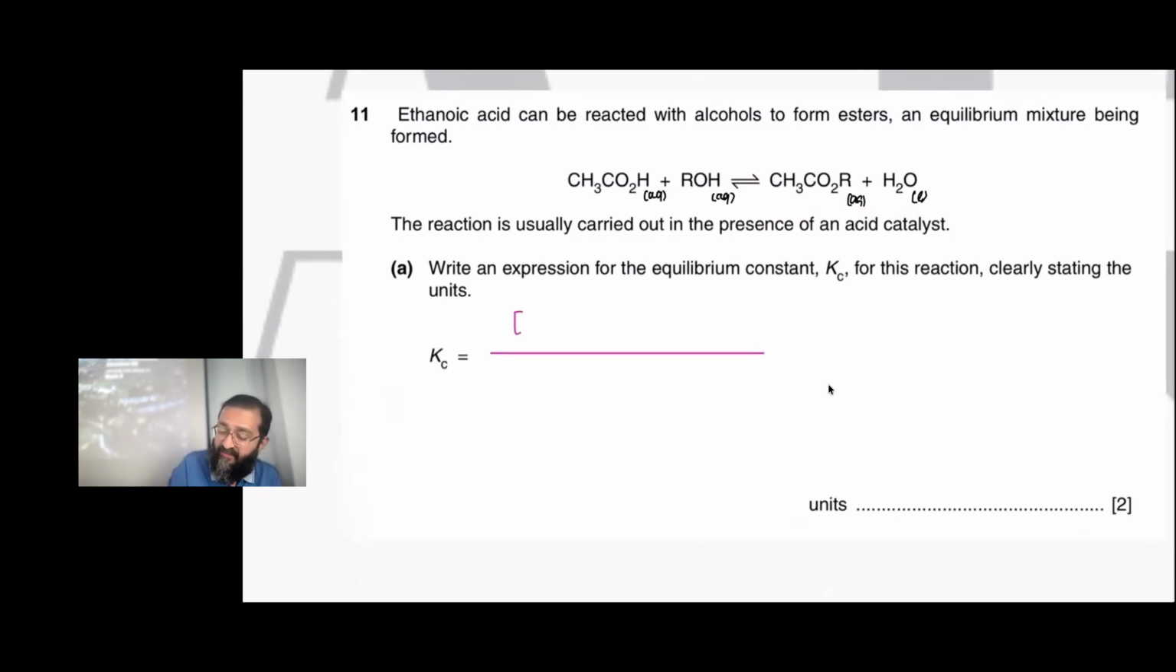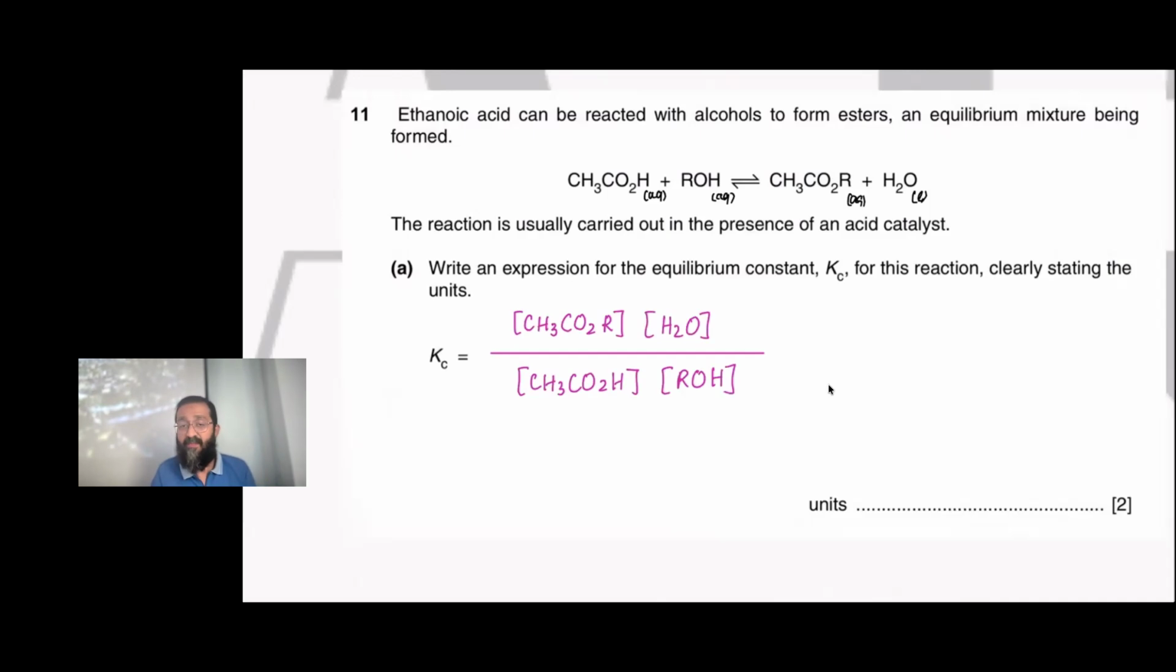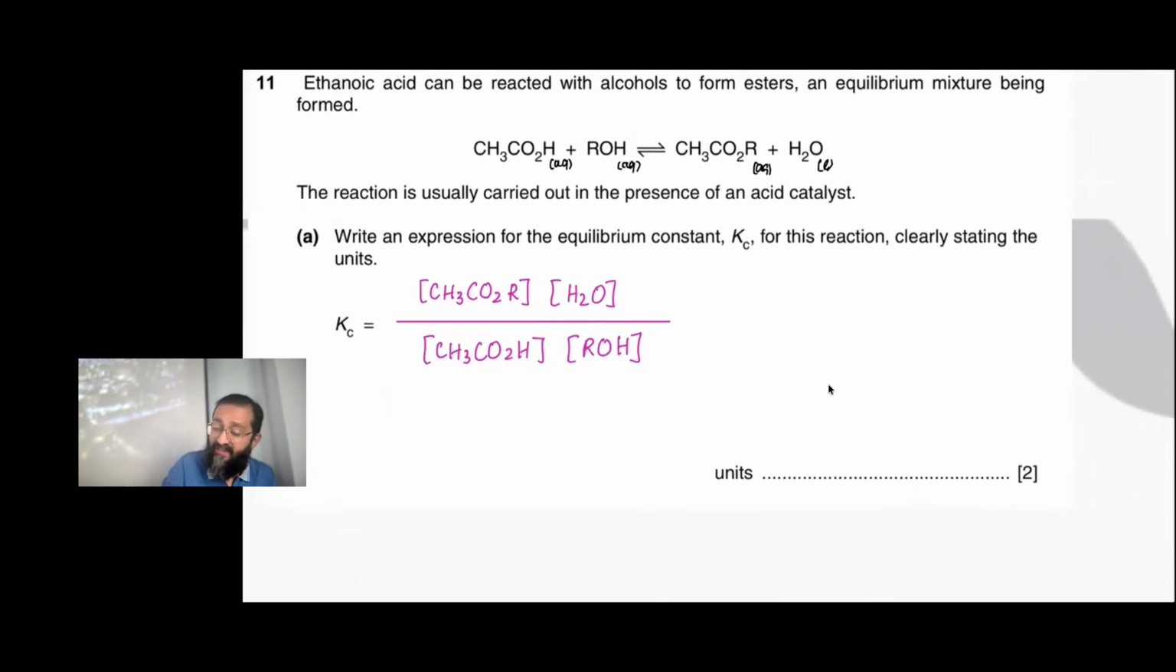That we have one product, CH3CO2R, which is an ester. So Kc is the concentration of ester times the concentration of water, over the concentration of ethanoic acid, CH3CO2H, times the concentration of the alcohol, ROH. R is the carbon chain, we don't know. Now over here they are asking for the unit.